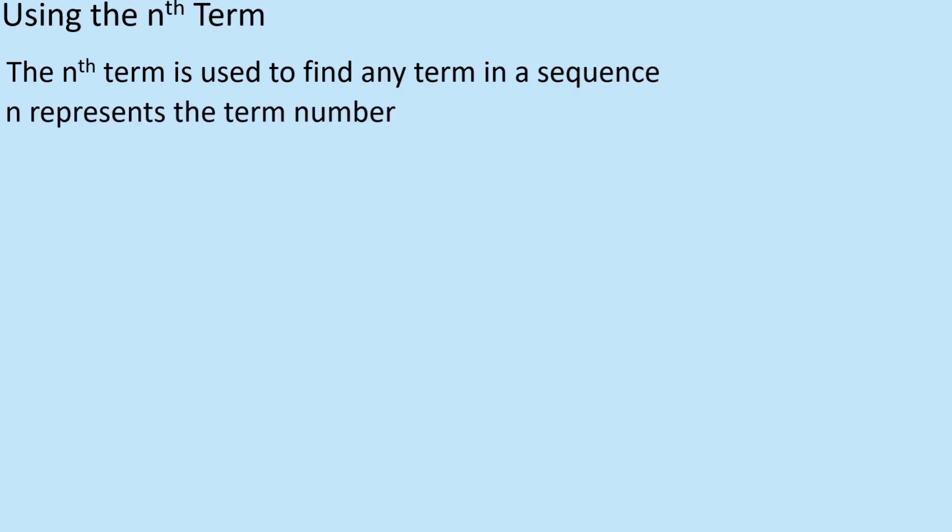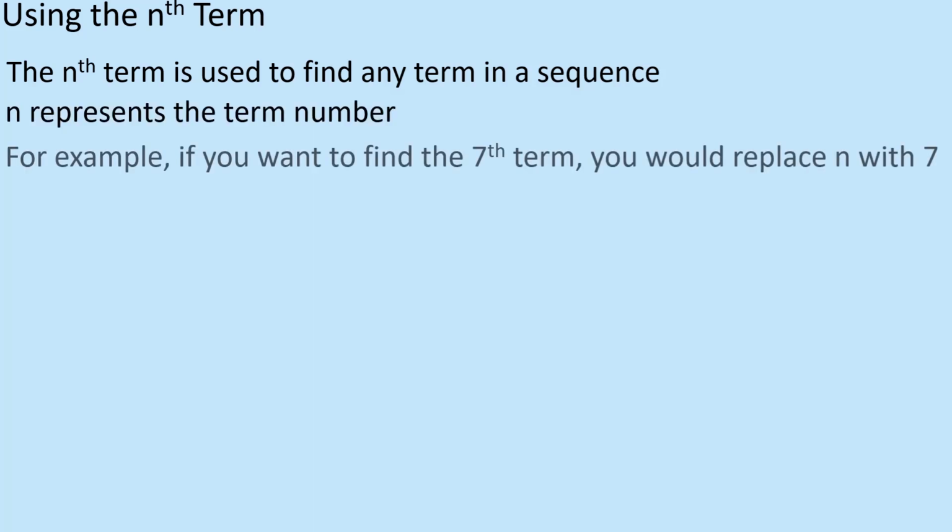Right, so the n represents the term number. I didn't mention that one before, so I didn't want to overcomplicate it, but actually the n represents the position in the sequence, the term number. So for example, if you wanted to find the 7th term, you'd substitute n with a 7. We didn't do that before, but we are going to do it now.